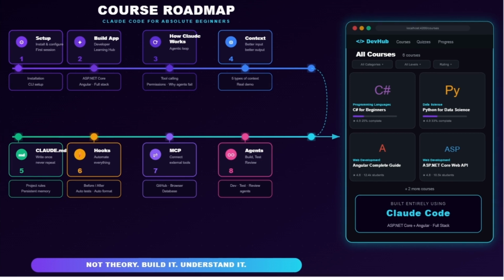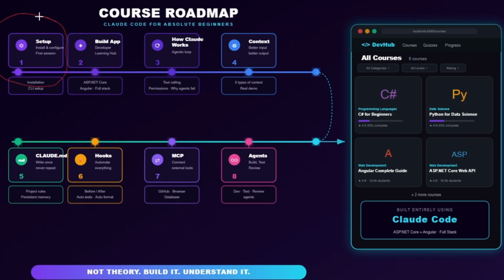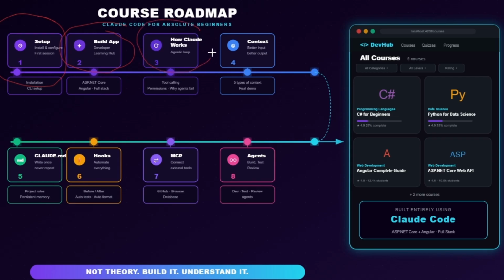Now let me show you where we are going. We will get Claude Code installed and working. No assumptions, no skipped steps. We'll make sure everyone starts from the same place. Then we are going to build our developer learning hub application together from an empty folder to a working application. And while we are building, we will naturally introduce the concepts that actually matter. For example, we will understand how Claude internally works. Then we are going to touch base on context, the thing most beginners underestimate, and honestly, the thing that probably has the biggest impact on Claude's answers.